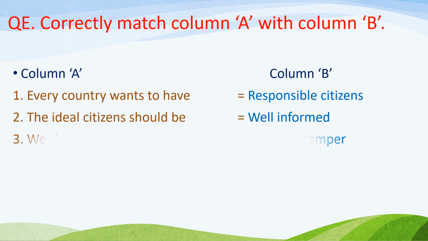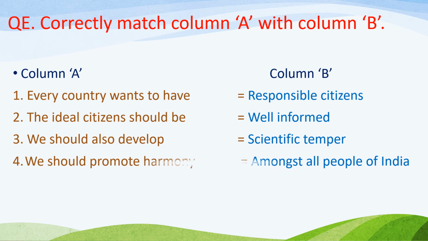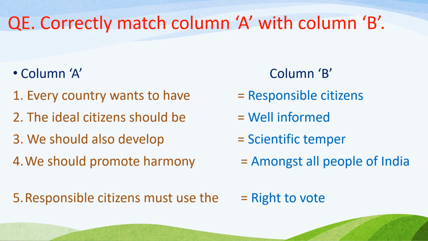Number 3 is we should also develop scientific temper. Yes, we should also develop scientific temper for the growth of India. Number 4 is we should promote harmony. Yes, we should promote harmony amongst all people of India. We have to follow brotherhood and world peace. Next one is responsible citizens must use the right to vote. Yes, responsible citizens must use the right to vote for the development of a country, because in a democratic country, without the right to vote cannot be imagined. So we have to use our right to vote properly.